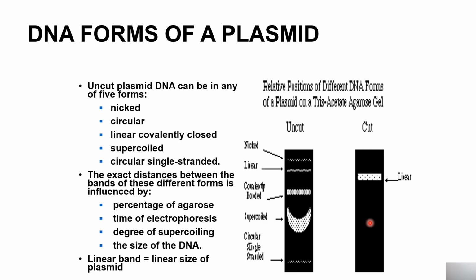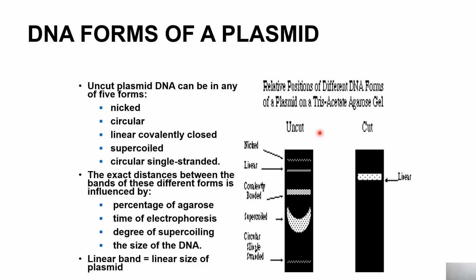So what are the different forms of DNA in a plasmid? Uncut plasmid can be in any of the 5 forms, mostly 3, but you can even segregate it further. Nicked circular, if you see this is a nicked form, then linear, then covalently closed supercoil, and circular single stranded. The one which is the most compact will run the fastest. The exact distances between the bands of these different forms is influenced by the percentage of agarose. Obviously, if the percentage of agarose is more, then the pore size will be very small, so it will take more time for these segments to pass through.